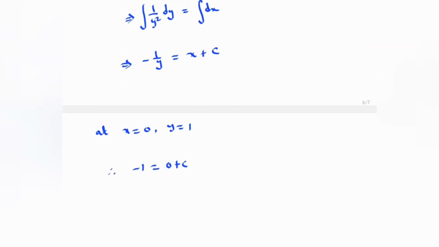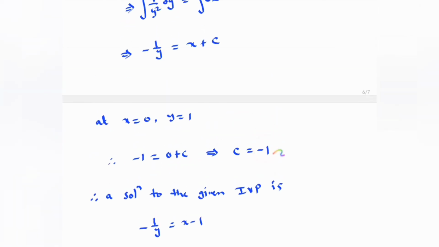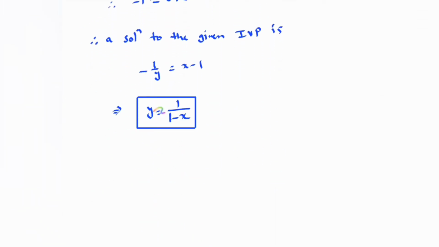The given condition is y(0) = 1, that is at x = 0, y is 1. If we put here y = 1 and x = 0, we will get c = -1. So a solution to the given initial value problem is -1/y = x - 1, and by taking c = -1, we will get y = 1/(1 - x). This solution blows up when x = 1. So for the existence of solution, we must have that x is not equal to 1.